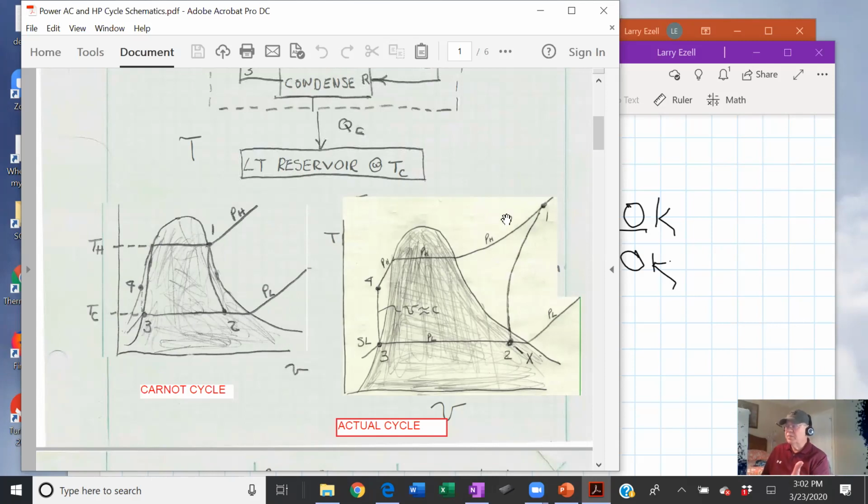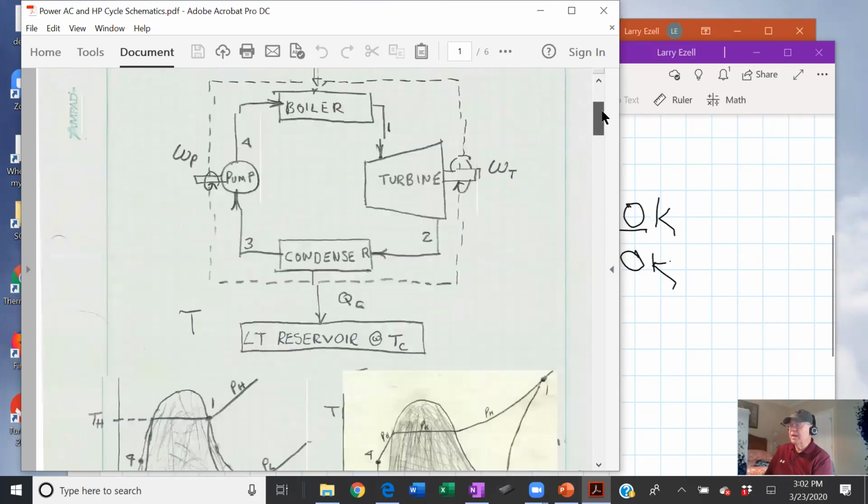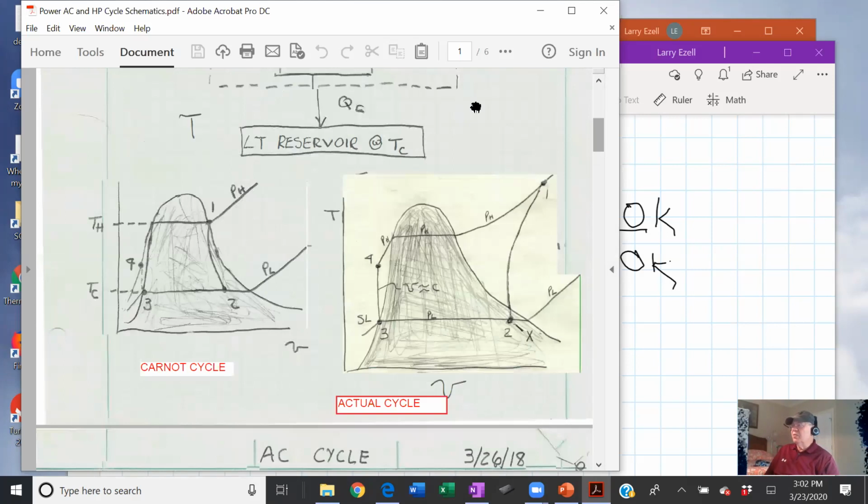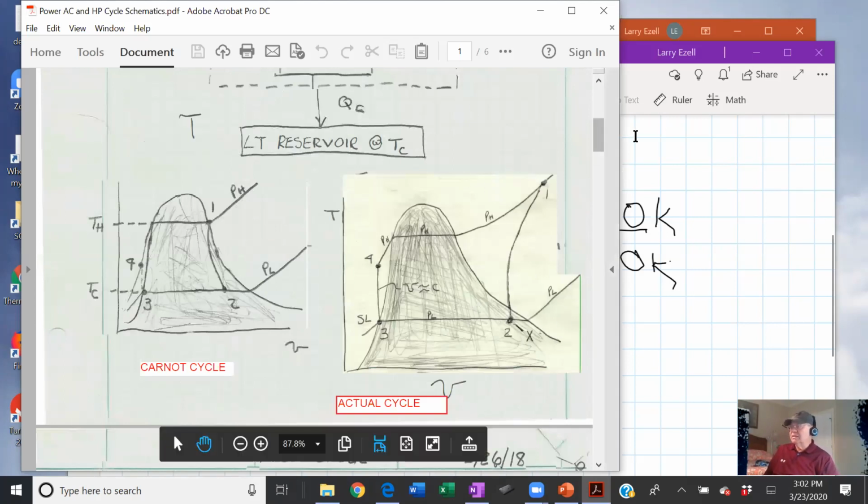And that's where Carnot envisioned this cycle, and he was able to prove mathematically that with that type of cycle, this is the best efficiency you can get. You can't get any better. It's impossible. So now we go to the real cycle, the basic cycle, and let's explain it.